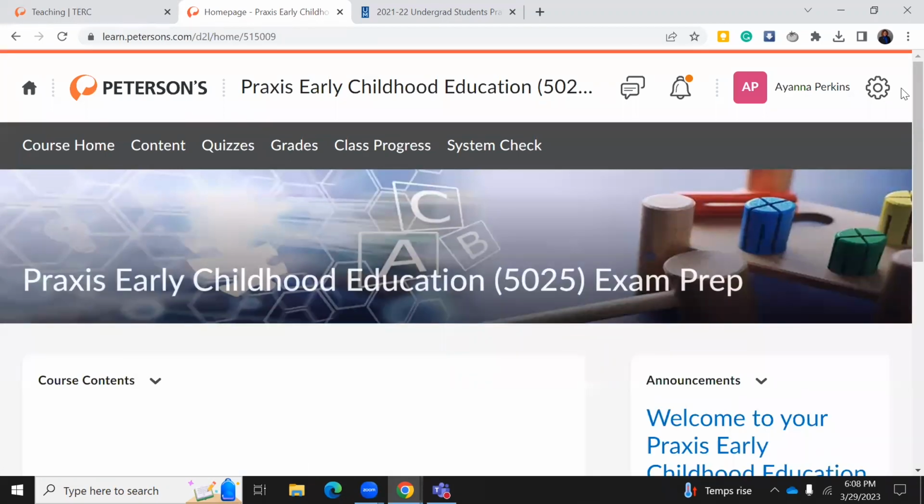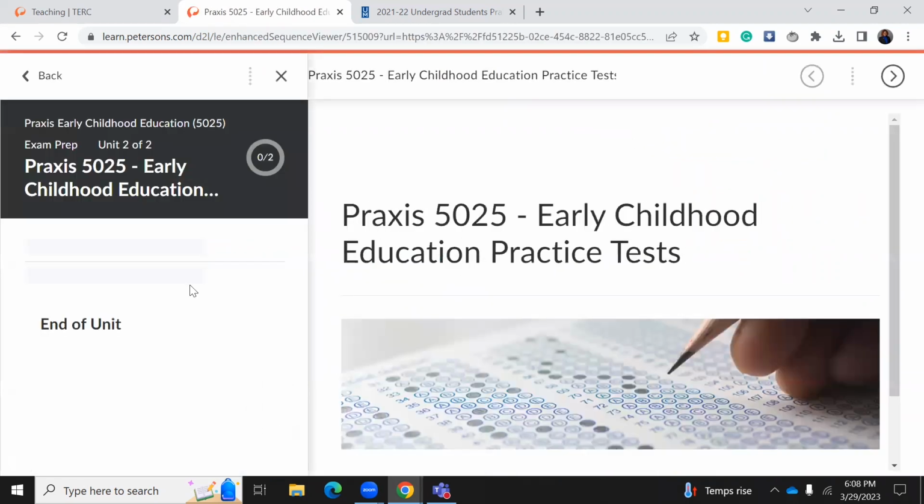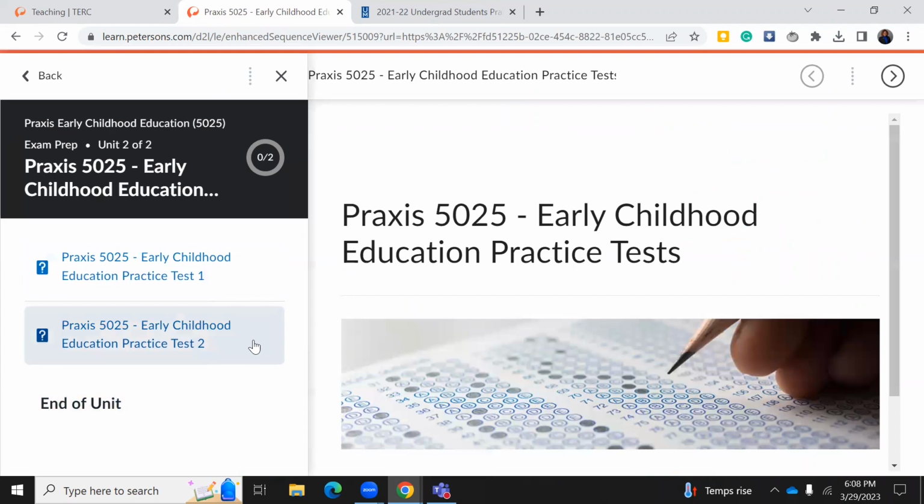So here we are at the Praxis Early Childhood Education. They have an overview, and it's a brief overview. But the thing that I love about this system is that they offer practice. So you're able to practice the questions that you're most likely to see. And they have 2 practice tests on this system, on this site.